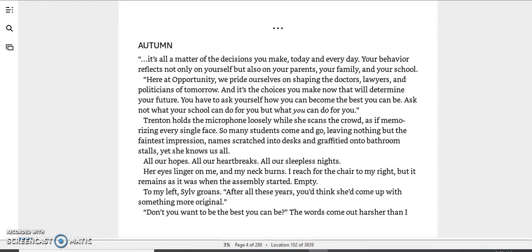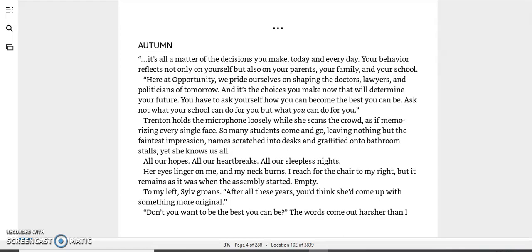So many students come and go, leaving nothing but the faintest impression. Names scratched into desks and graffitied into bathroom stalls. Yet she knows us all. All our hopes, all our heartbreaks, all our sleepless nights. Her eyes linger on me, and my neck burns. I reach for the chair to my right, but it remains as it was when the assembly started, empty. To my left, Sylve groans. After all these years, you'd think she'd come up with something more original.